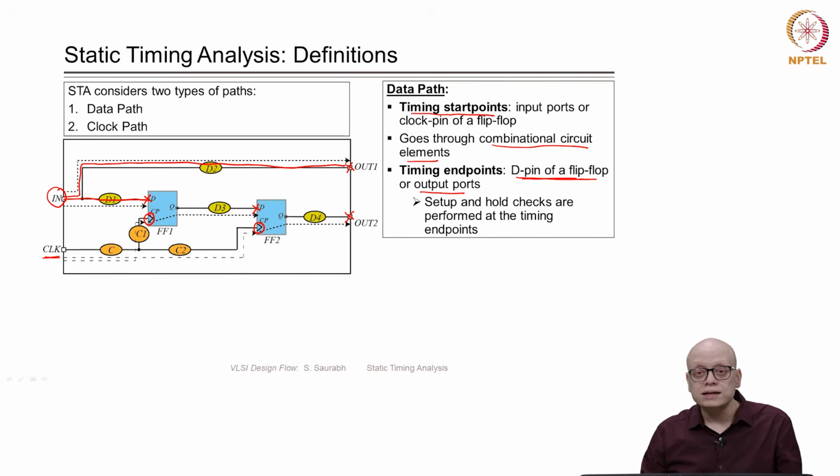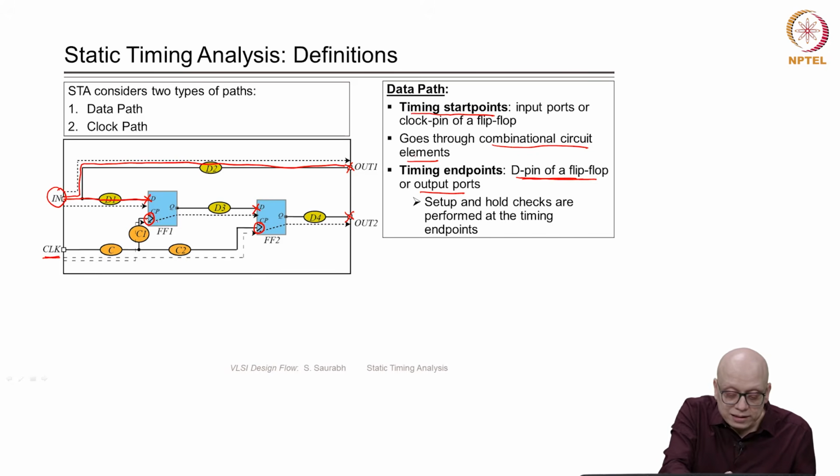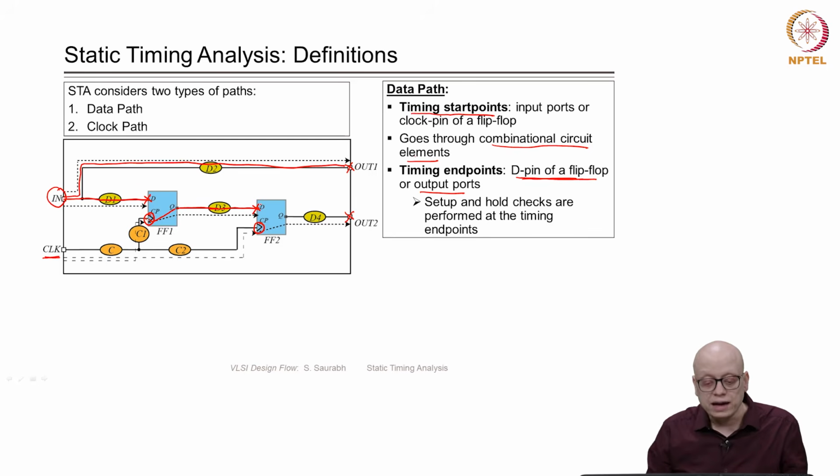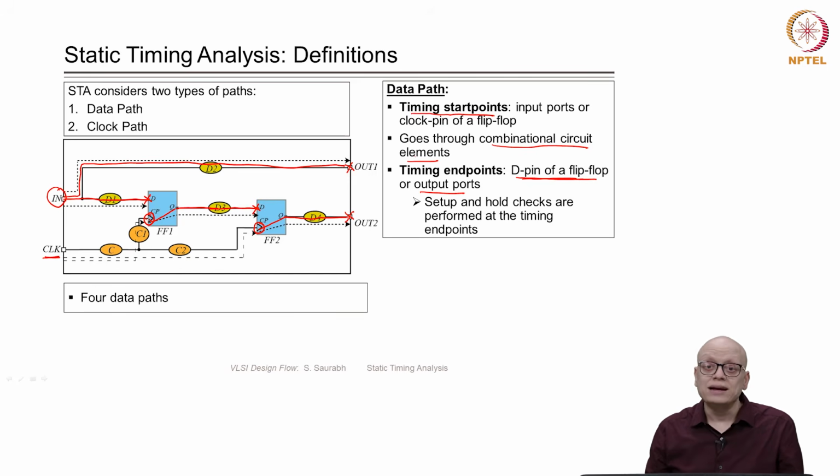So, this is another data path, and then we can identify a third data path starting from the clock pin of FF1, going through the Q pin of FF1, then D3, a combinational logic cloud, and finally ending at the D pin of FF2. So, this is the third one, and the fourth one is from the clock pin of FF2, going through D4 and finally ending on out 2 ports.